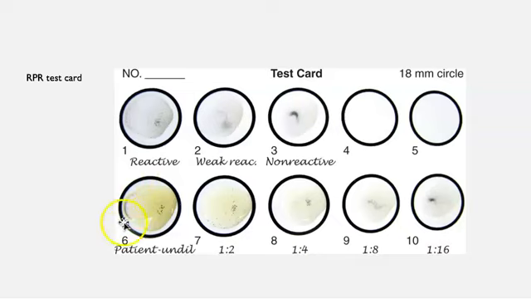You're mixing patient sample with the charcoal mixture, and you're looking for, you can kind of see it right here, what they're calling the tail or the speckled pattern there.